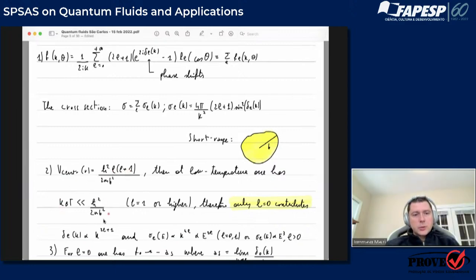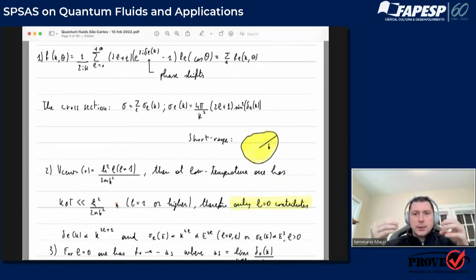So for temperatures which are much, much smaller than the largest value of the centrifugal barrier for L equal 1, we would expect that all the partial waves essentially do not contribute apart from the one which has L equal to 0, which is called the S wave. Okay, so this is an important physical concept.